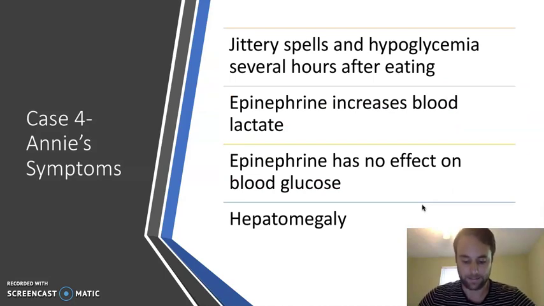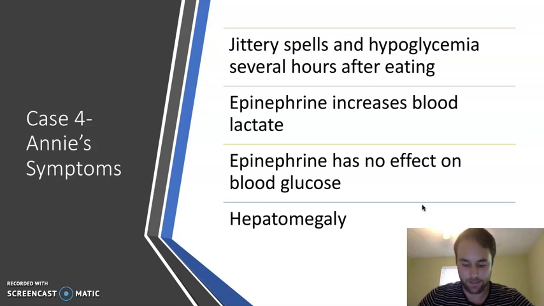For my second case, I chose case 4. In this scenario, a 2-month-old baby, let's call her Annie, is suffering from jittery spells, which have been occurring several hours after breastfeeding. Initial blood work reveals that Annie is hypoglycemic. Administration of epinephrine causes an increase in Annie's blood lactate levels, but her blood glucose levels remain low.